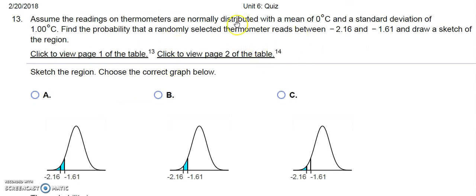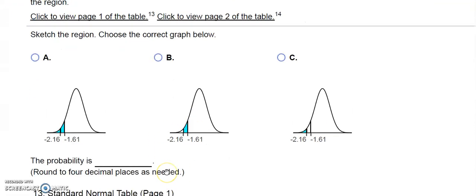So here, which diagram shows the temperature readings between negative 2.16 and negative 1.61? Both of these points must be marked on the graph. Since they're negative, they're going to be towards the left of the bell curve. The center is here, the mean, so it's going to be to the left. Both of them are marked. And since we're looking at the readings between, the shaded area should be in between those points. It shouldn't include the left tail. It should be in between. So B is the correct one.